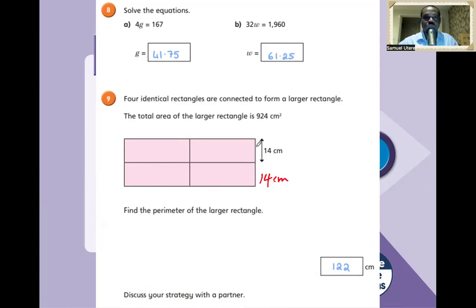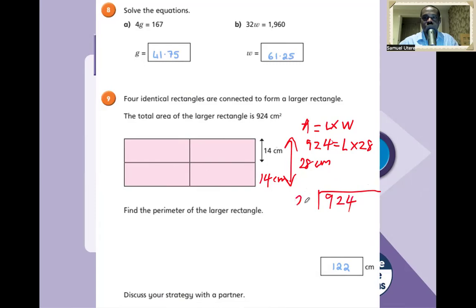Now we know that 14 add 14 is 28. So we know this whole length here is 28. So here is 28 centimeters. We know that the area is length times width. So we can write this as 924 is equal to the width, which we don't know, times 28. Now, we need to do our division. So we're going to have to do 924 divided by 28.